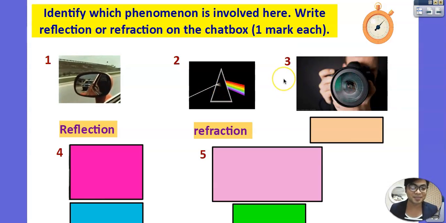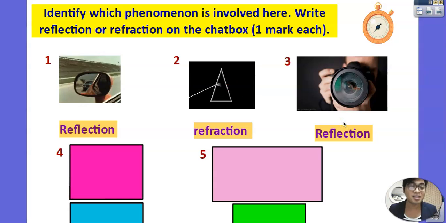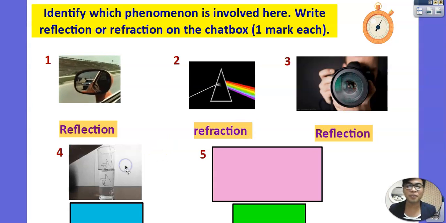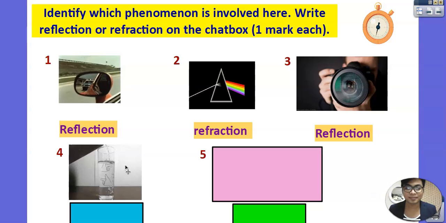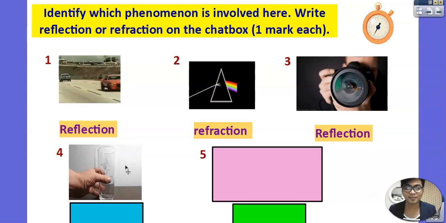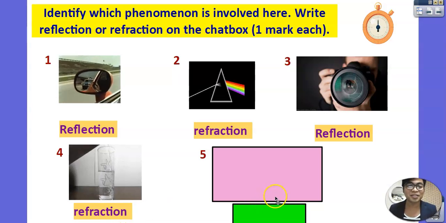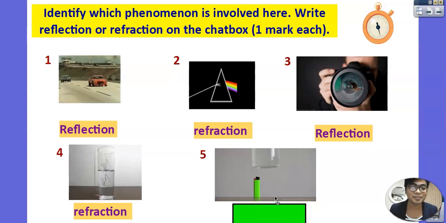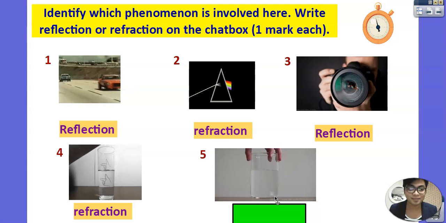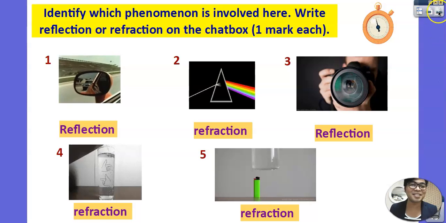Number 3, of course, photography involves reflection. Next, number 4. Well, it's very easy. It's refraction. And here's number 5. Of course, this one is said to be refraction.